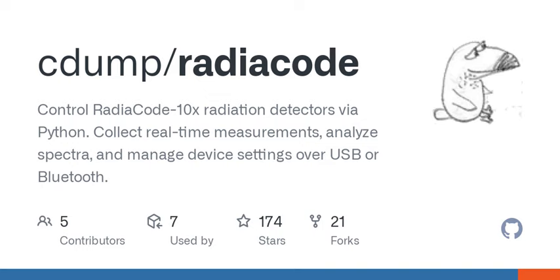And let me give you an example of how straightforward this is. You can run a command line to fetch your device's radiation measurements, which can look something like this. So with just a line of Python code, you can connect to your RadiaCode device and pull real-time data. It's as seamless as ordering a coffee with your favorite app.